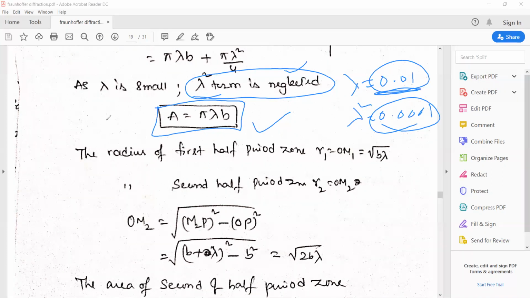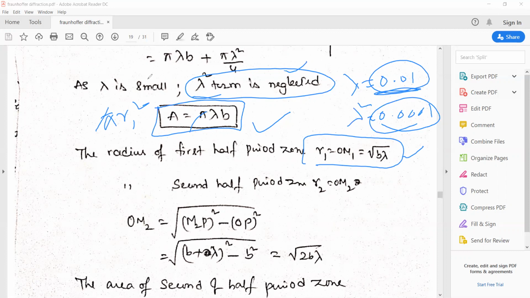Now since this area is equal to pi r1 square, pi will cancel. So r1 you will get as root b lambda. Now I want to find what is the radius of the second half period zone and what is the area of the second half period zone.